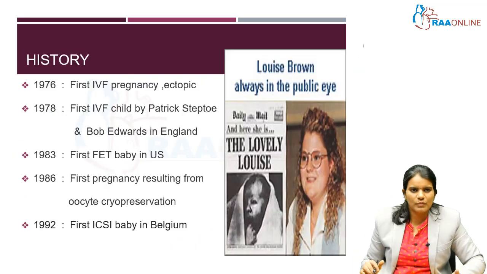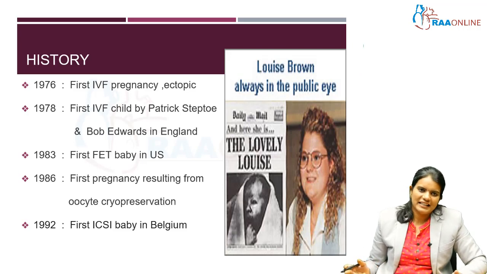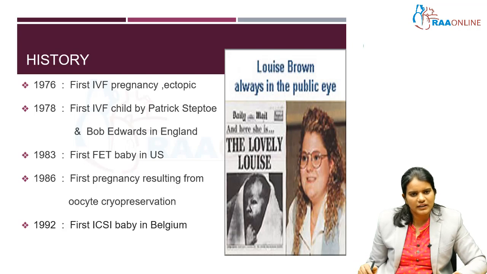Again, let's go to a small history. In 1976, the first IVF pregnancy was done. It was an ectopic. And then the first IVF child, Louise Brown, was born in 1978. In 1983, the first FET baby was born in the US. In 1986, the first pregnancy resulting from oocyte cryopreservation. In 1992, the first ICSI baby in Belgium.